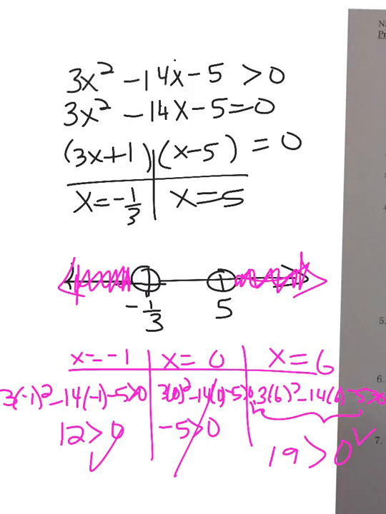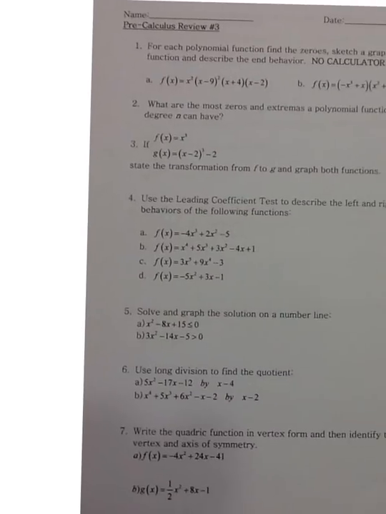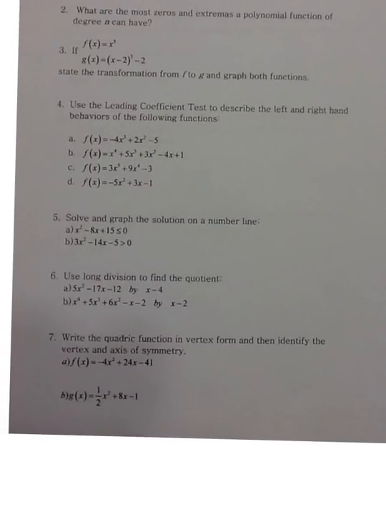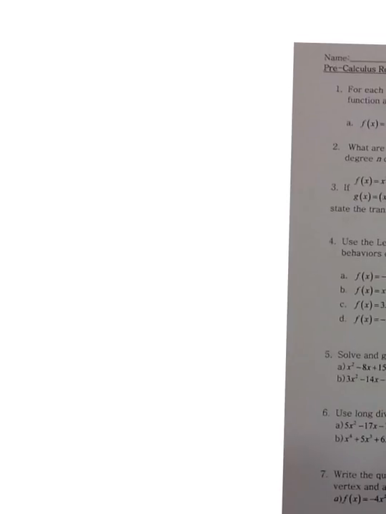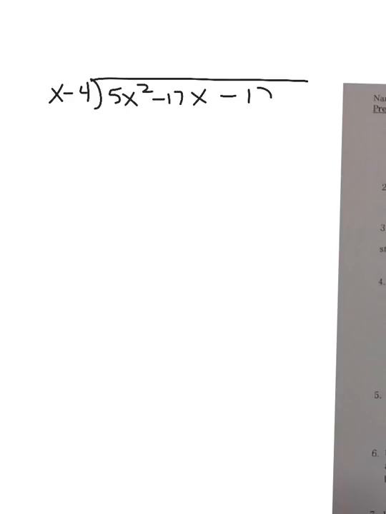Okay, so let's take a look at 6. Number 6 is long division. All right, so my divisor is x minus 4. My dividend is 5x squared minus 17x minus 12. And always remember, make sure you have a number representing every term in descending order.